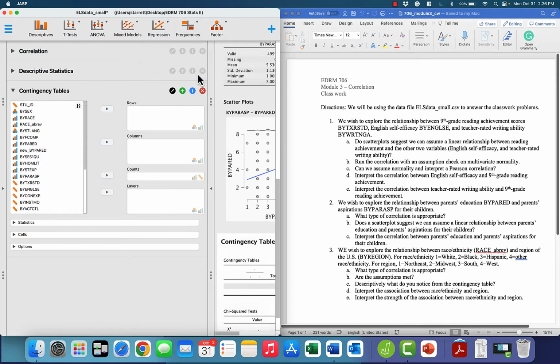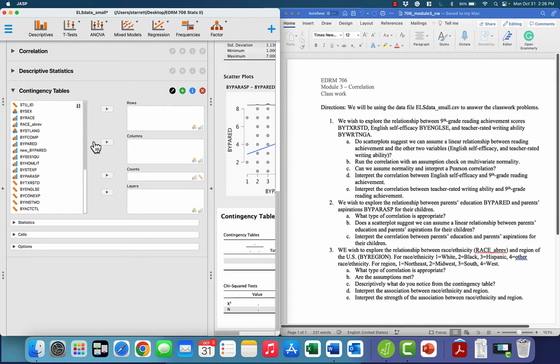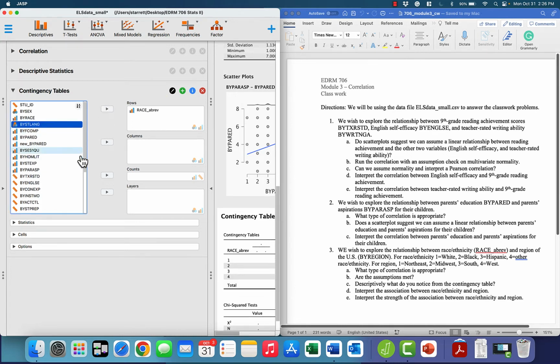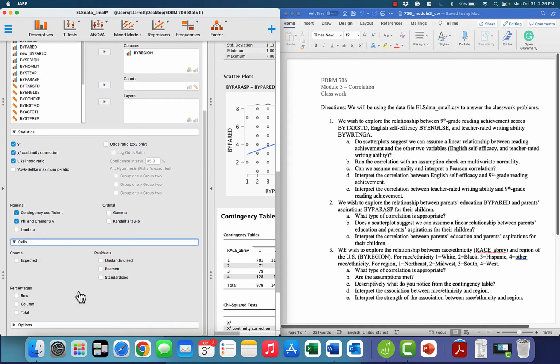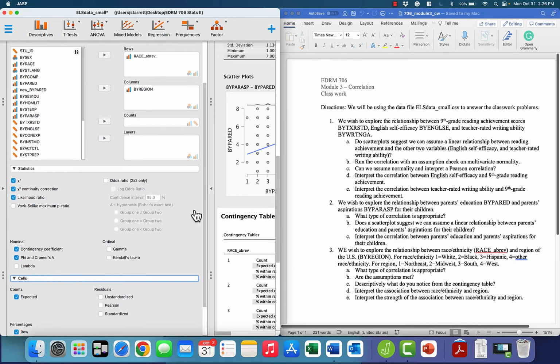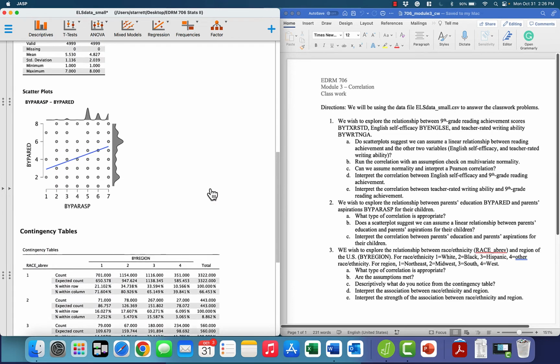So we go to our contingency table and we put in our race abbreviated variable and our region variable. And under statistics, we're going to go ahead and check also chi-square continuity correction and likelihood ratio. We're going to check contingency coefficient and phi and Cramer's V. Under cells, we're going to check expected. We're also going to check percentages for row and column. Okay, and let's take a look at these results.